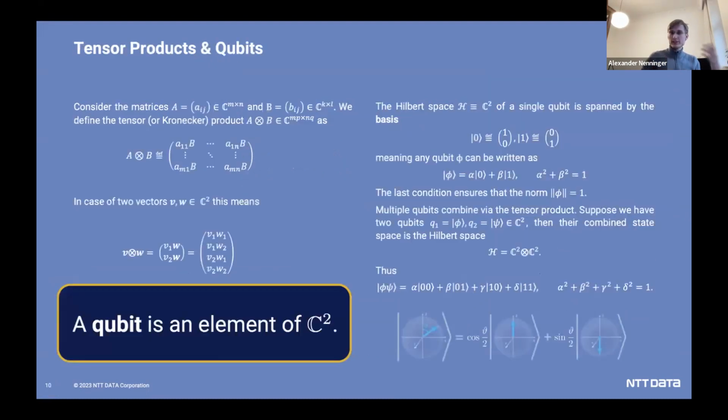So what even is a qubit now? I mean, we've got all these abstract ideas, but what is a qubit? Basically, a qubit is an element of C2. So if I take a vector with two directions, or two components, that's a qubit. You also have to assume that the length of this vector is 1, but that's not super important. The important thing is that you can basically have a direction in space, and that's a qubit.